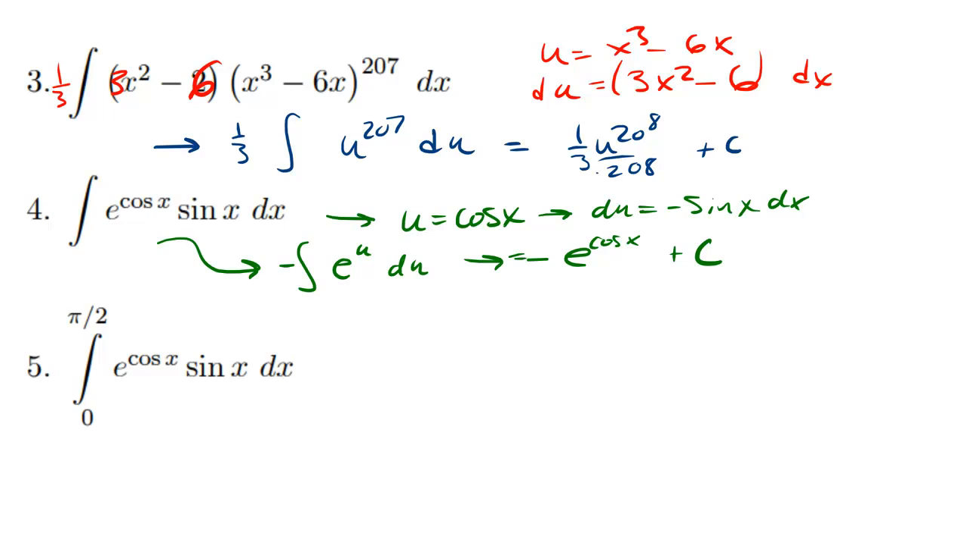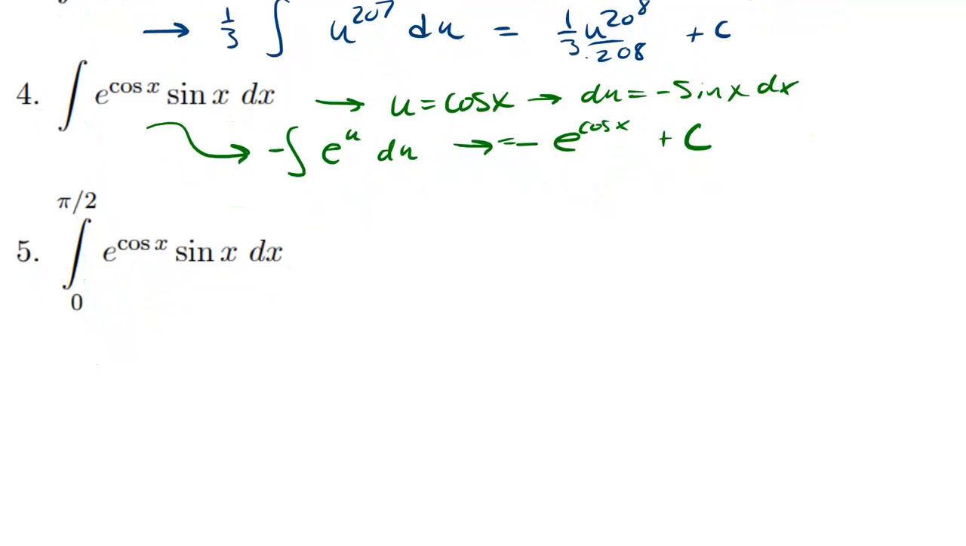For part 5, just plug in those values. So it'd be negative e to the cosine of pi halves minus negative e, so plus e to the cosine of 0. Cosine of pi halves is 0. Cosine of 0 is 1, so e to the 1.